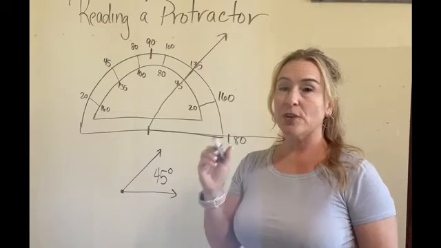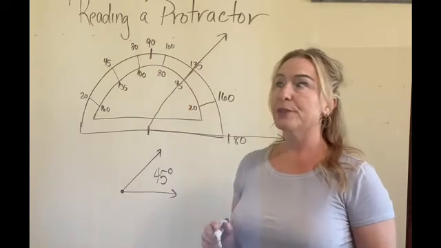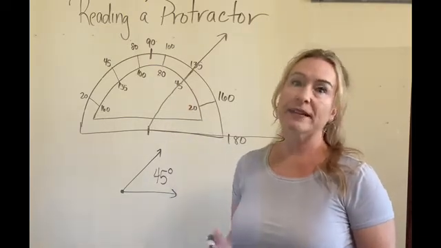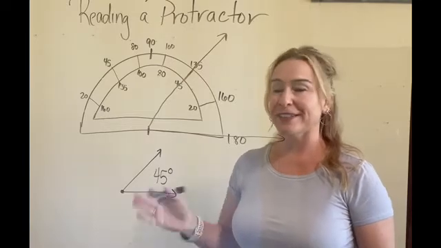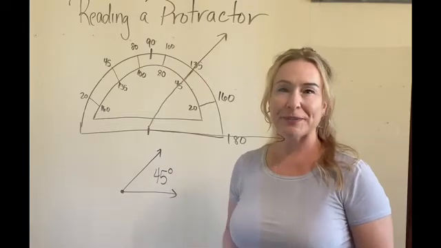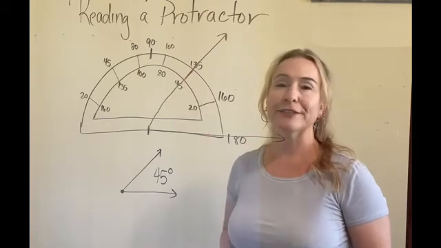So make sure that's always what you're thinking about. Don't get confused by the different choices. Just pick the one that's the most logical based on what you know about acute angles. Hopefully that helps, making reading protractors much easier.